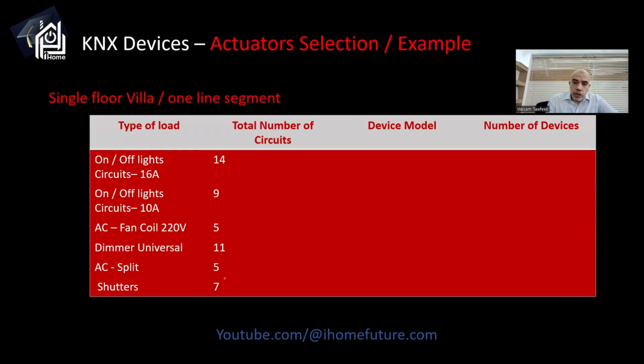Okay. So normally I fill in an Excel file like that, where I have the number of loads, the number of lights. In this example, I have 14 circuits, which are 16 ampere on-off, and then I have 9 circuits, which are 10 ampere on-off, and go like that. In this way, I have to fill in the number of actuators I need. In this case, I need at least a 14-channel actuator, which is doing an on-off.